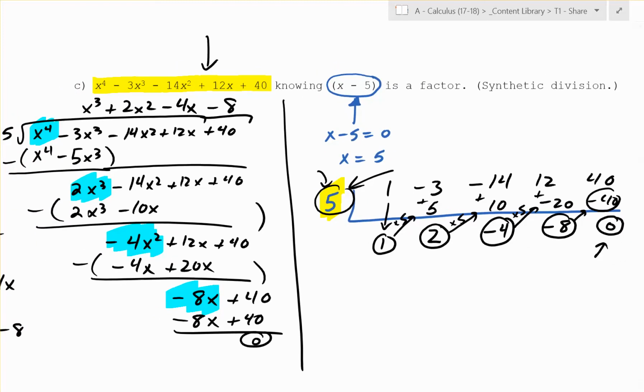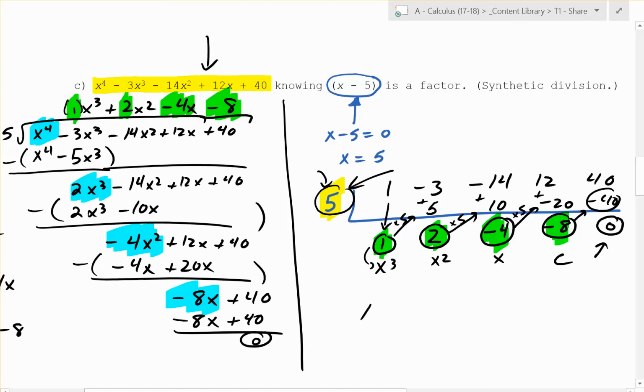I see 1, 2, negative 4, negative 8. Hey, take a look up here. What do you see here? I see 1, 2, -4, -8. So you can call this the constant. Excuse me. You can call this the constant. This is the x term. This is the x squared term. And this is the x cubed term.